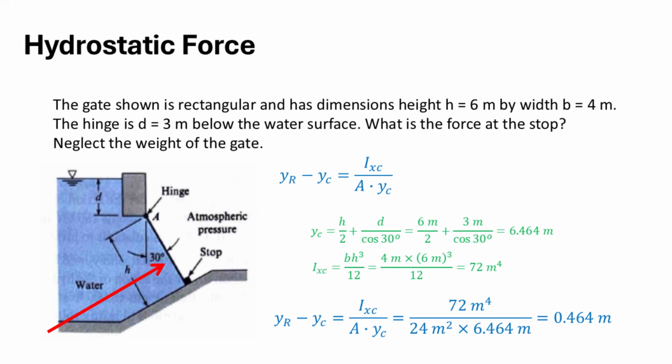Next, let's tackle the length of the moment arm, and this is the distance from the center of pressure to the hinge. We talked about it in the previous video. Now to find the center of pressure, we will need the slant distance from the centroid to the water surface, y sub c. And we'll also need the moment of inertia through the center of the turning surface around the turning axis, so I sub xc.